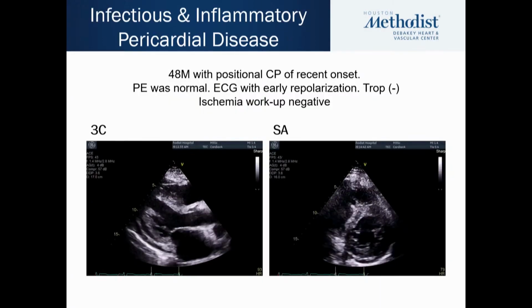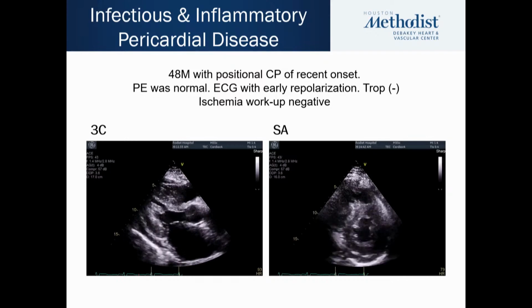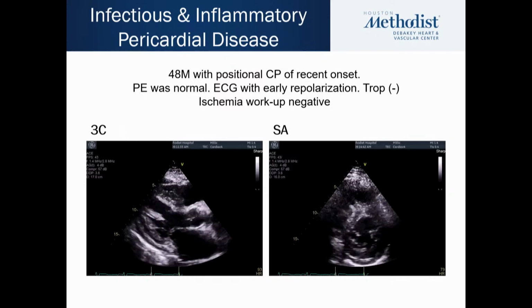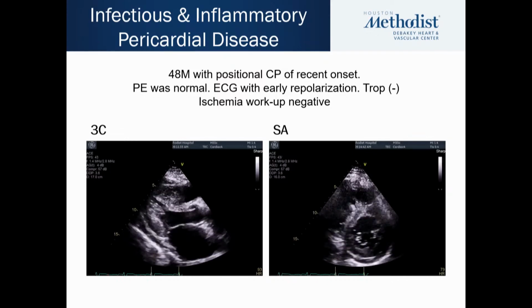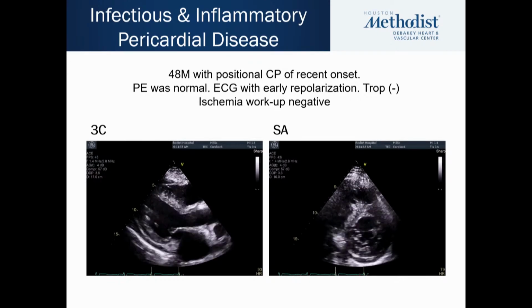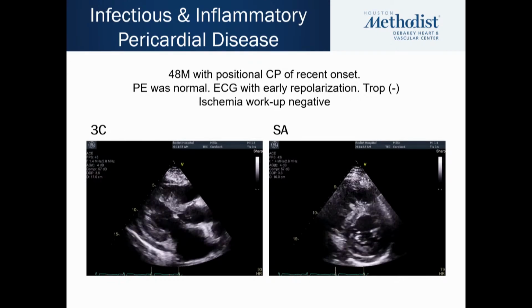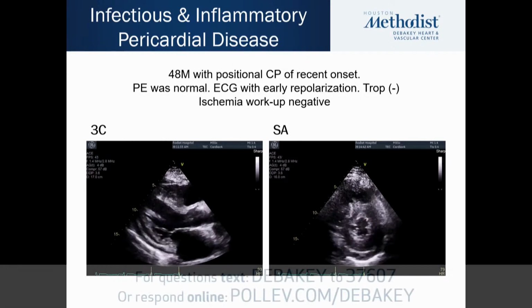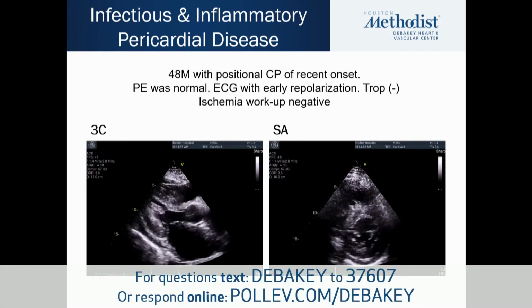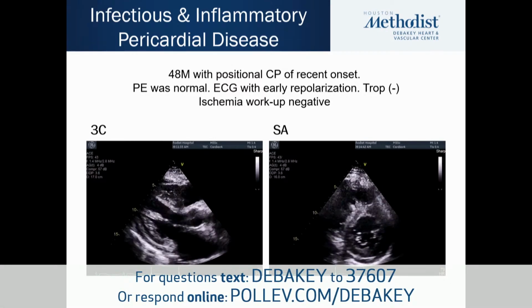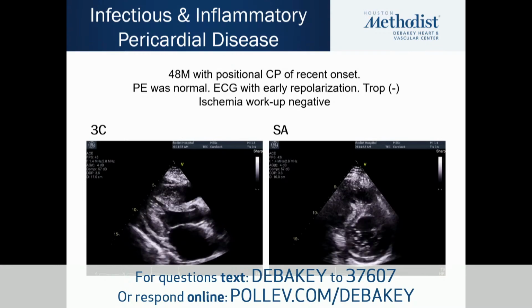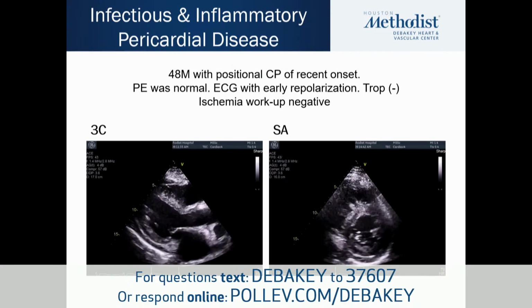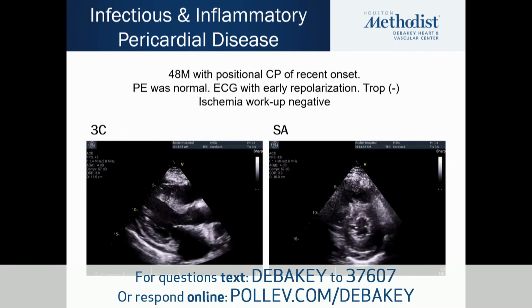So let's talk about some of these different disease processes and how we can image them with these advanced imaging techniques. This was a 48-year-old male. He had positional chest pain of recent onset. His physical exam really was normal. There was no rub evident. EKG just showed some early repolarization. His troponins were normal. He actually had an ischemic workup, which was normal.